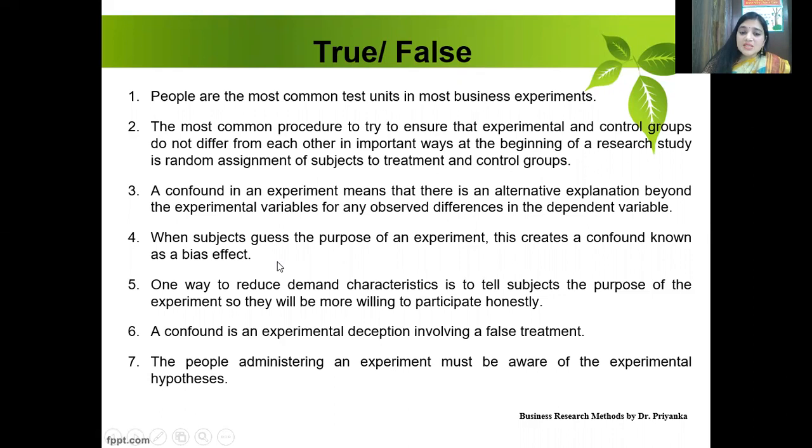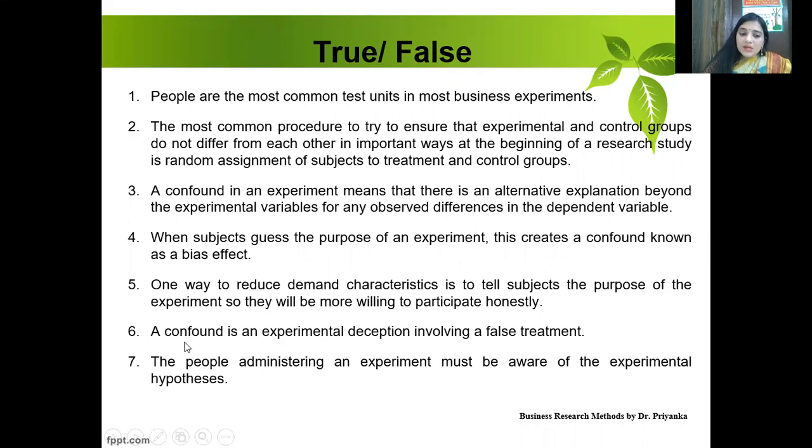Fourth, when subjects guess the purpose of an experiment, this creates a confound known as a bias effect. No, it is actually a demand effect. So it is false. Next, one way to reduce demand characteristics is to tell subjects the purpose of the experiment so they will be more willing to participate honestly. No, it is actually going to increase the demand characteristics. So it is false.